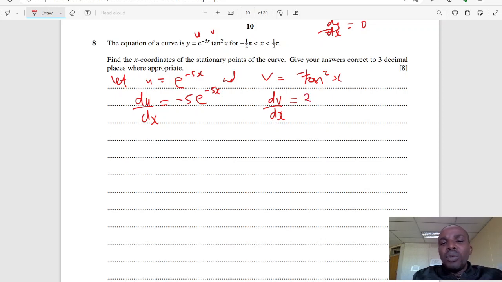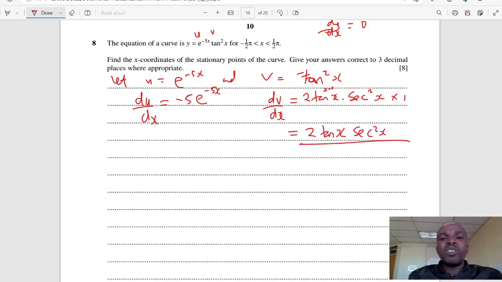So the power, you bring down the power, you subtract 1 from the power, so it will be 2 minus 1. Then trig, the derivative of tan x is sec squared x. Then the derivative of x is 1, like this. So that's how you deal with this part. Then simplify, it will be 2 tan x sec squared x. So this will be the derivative of tan squared. Take note of that part.